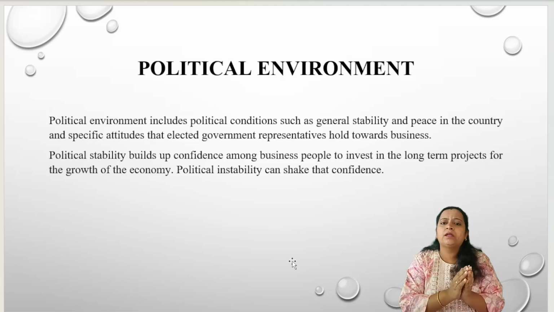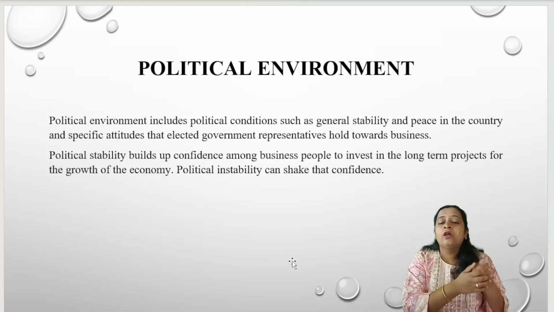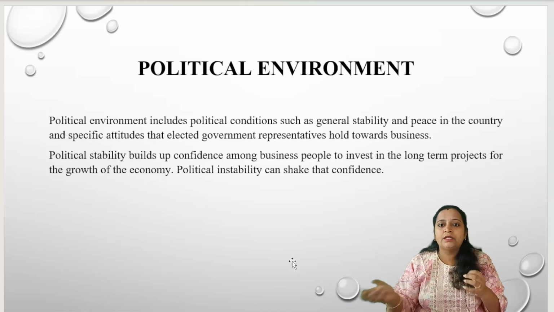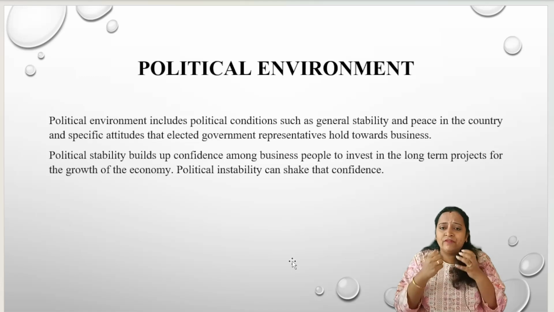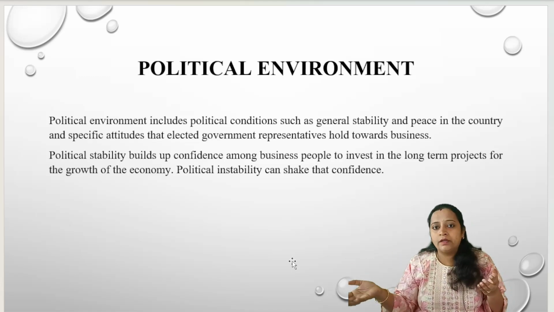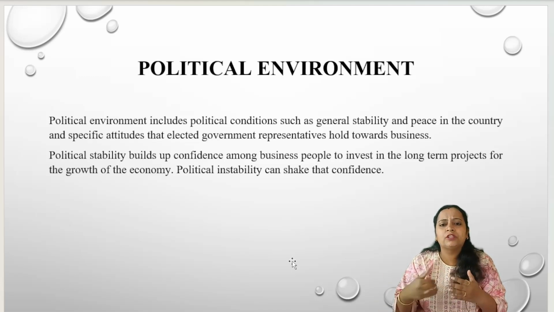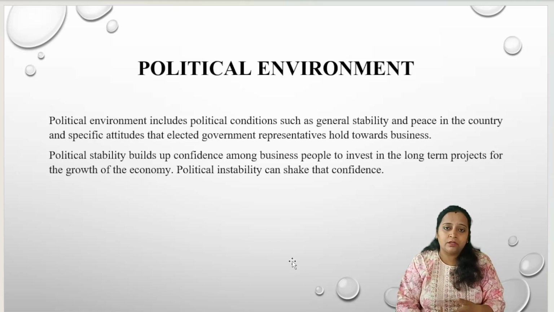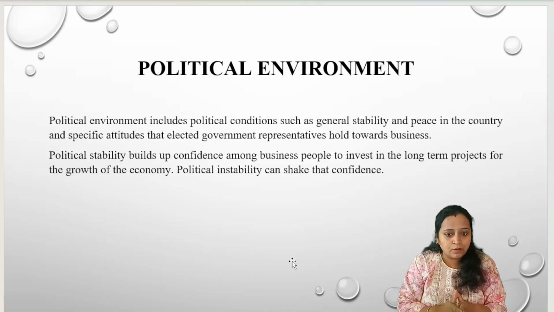Few political parties will liberalize the rules and regulations for the business corporate sectors. Few political parties will tighten the rules and regulations for the corporate sectors. When you have general stability in your country, it will create peace in the country, so you can easily conduct the business. If there is no such general stability, and every time there is war or unrest, or there is no peace in the country, then you can't do business in that particular country. In this manner, the political environment will also affect the performance of your business enterprise.